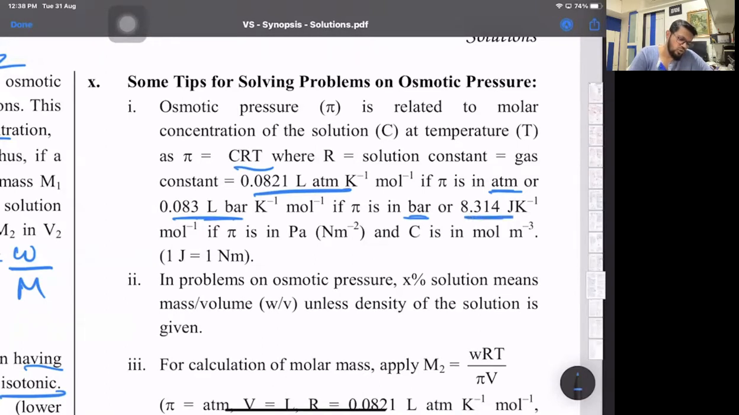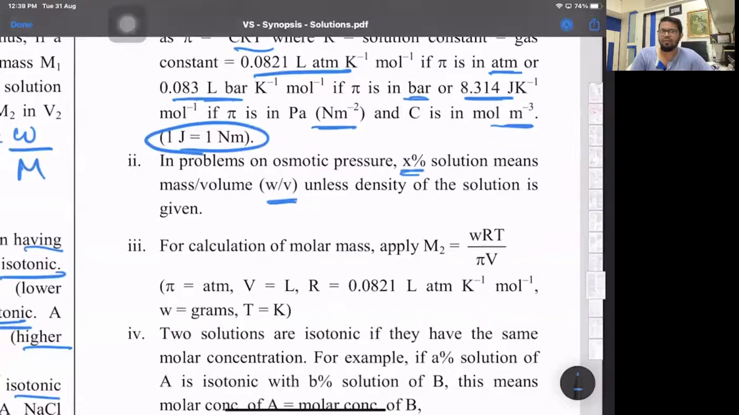So the answer would be in joules. Pi in Newton per meter square, concentration in moles per meter cube. 1 joule is 1 Newton meter. Only two things, pi and V, will decide the value of R. Percentage here, for osmotic pressure, is mass by volume, unless density is given. Molar mass is W2RT upon pi V.